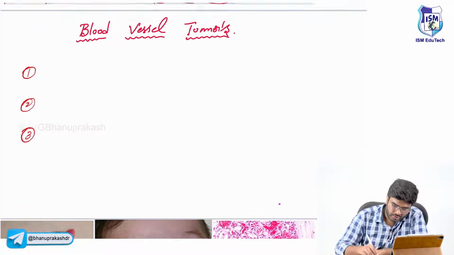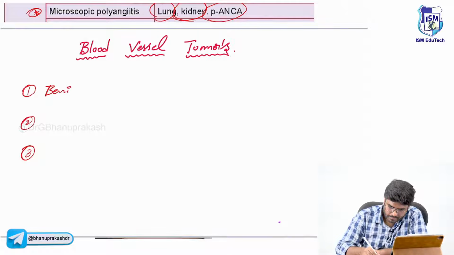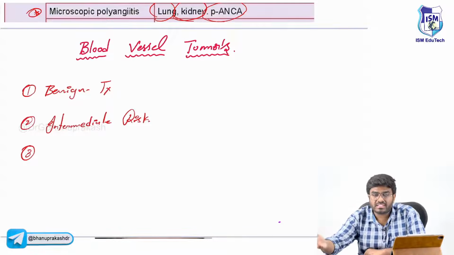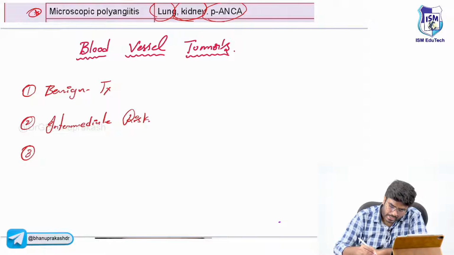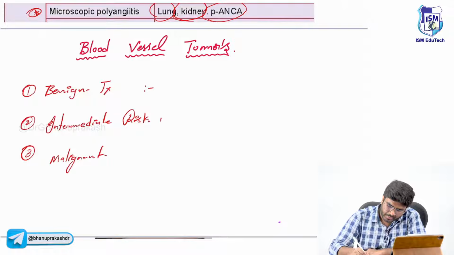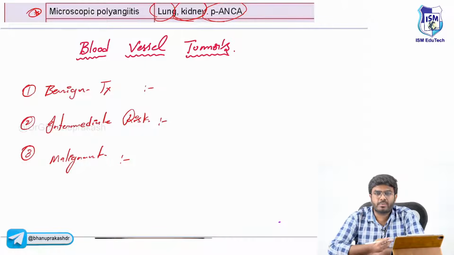Benign tumors, intermediate risk, and malignant. Intermediate risk means risk for cancer; there is a chance that these intermediate tumors can turn into cancers. Malignant tumors are not just high risk, they are the cancers. So there are benign tumors, intermediate tumors and malignant tumors.